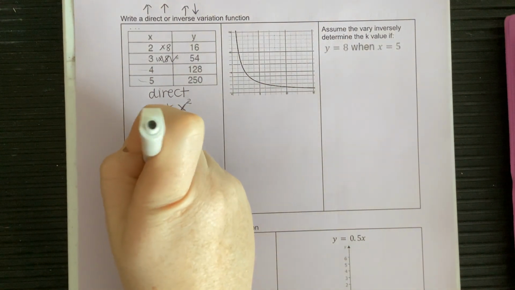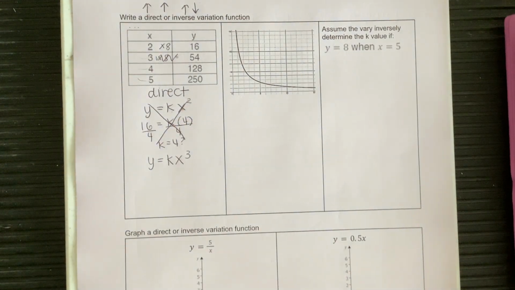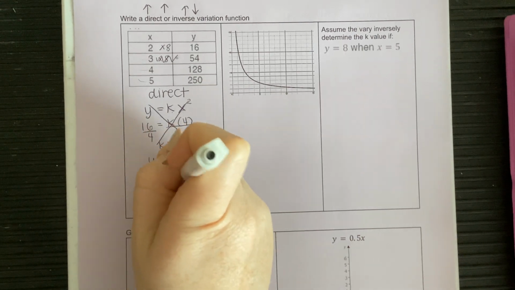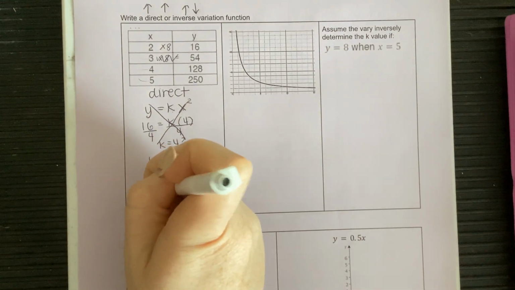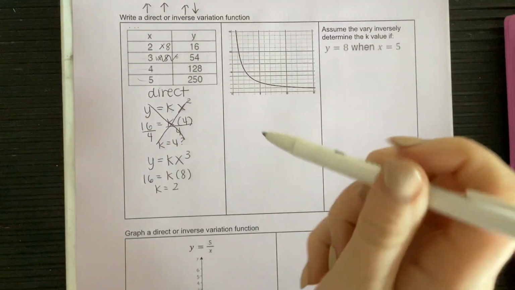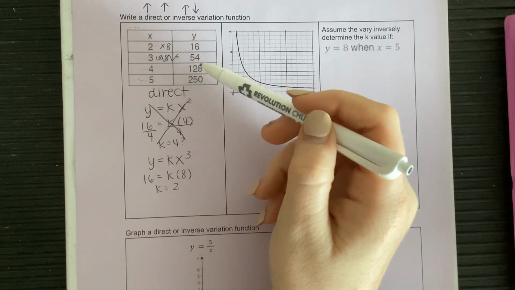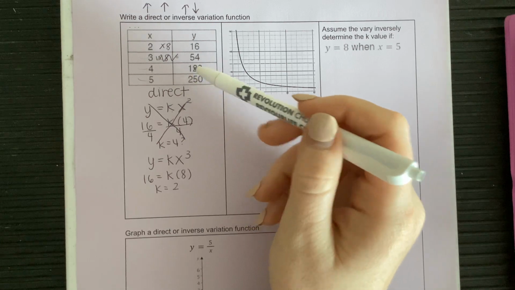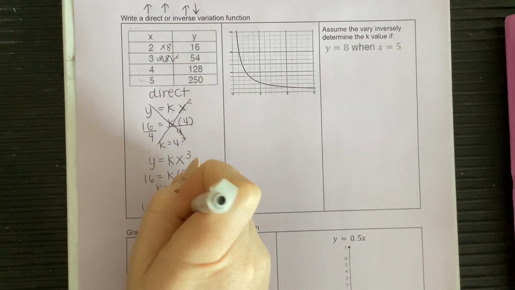So if you try y equals kx cubed, you have that 16 is equal to k times 8, because 2 cubed is 8. So your k value has to equal 2. Then if you try it for the next one, 3 cubed is 27, times 2 does give you 54. Here, 4 cubed is 64, times 2 is 128. So this one ends up working, and your equation ends up being y equals 2x cubed.